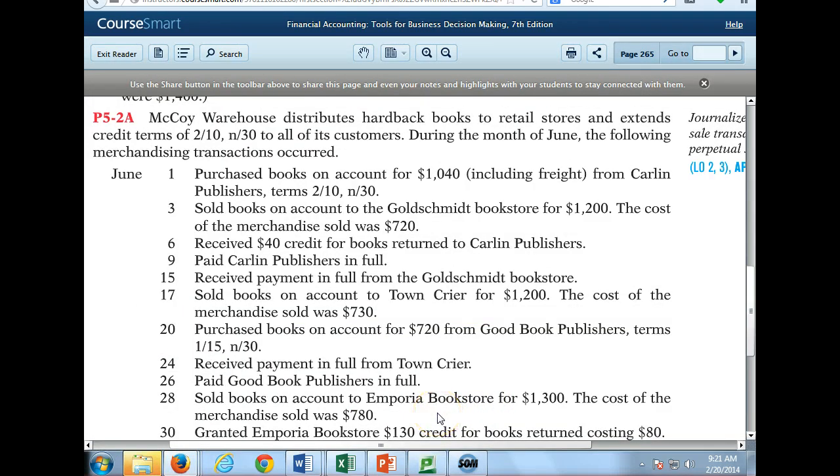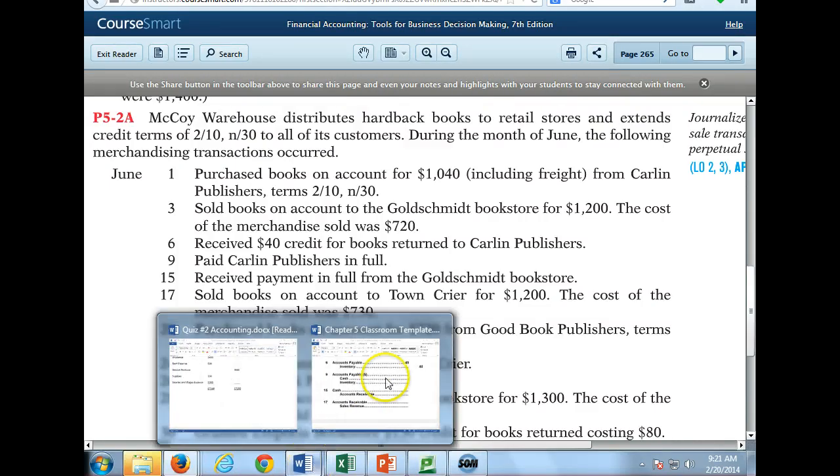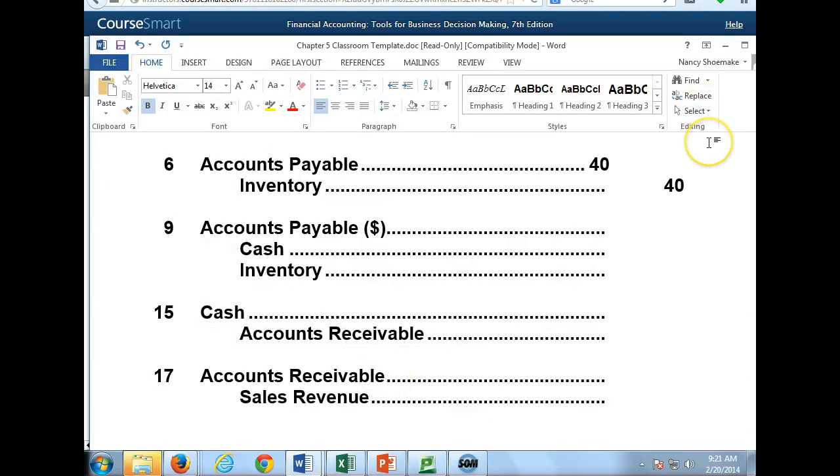Who wants to take the transaction on June 9th, Ted? Paid Carlin Publishers in full. Ted, how much do we owe them now? Well, initially it was going to be $1,040, right. But then we returned $40 worth of inventory, so that makes it now $1,000. Are we taking advantage of our discount?